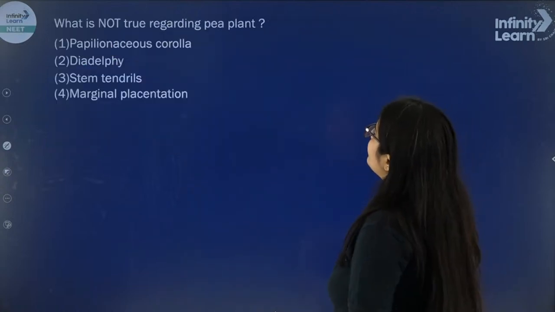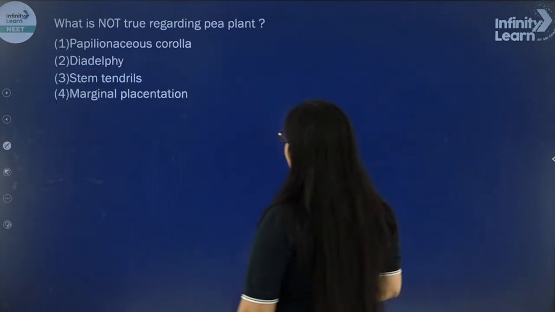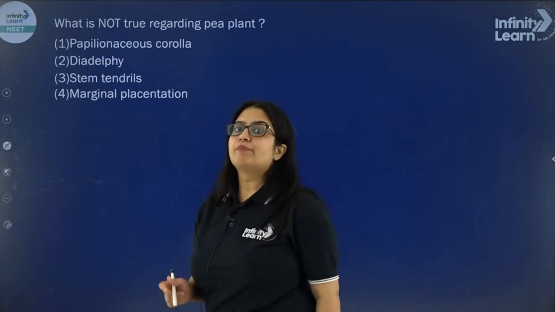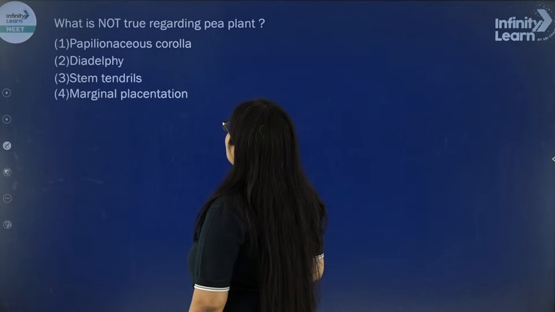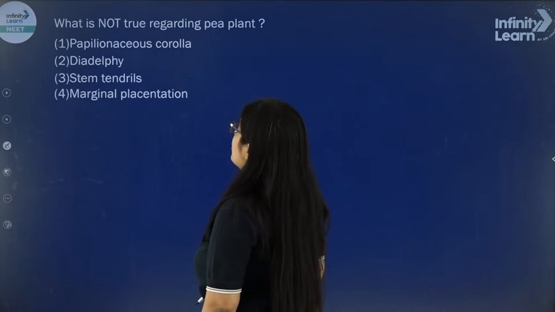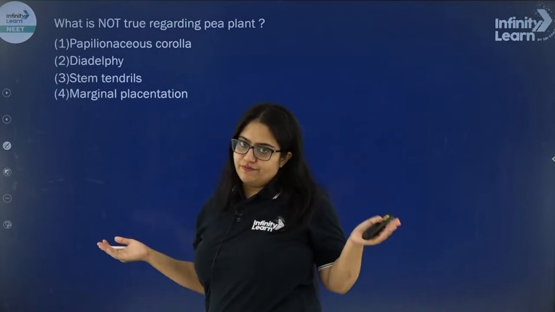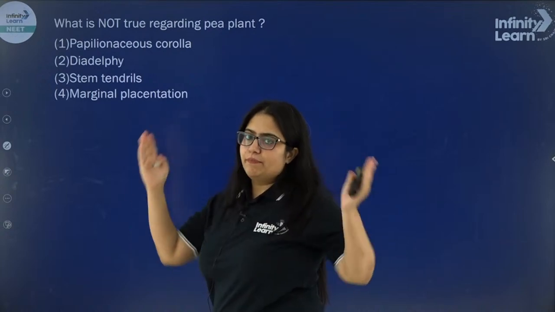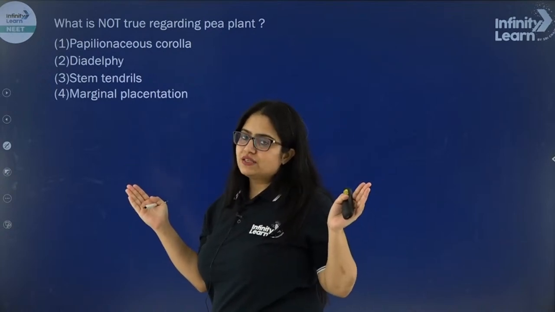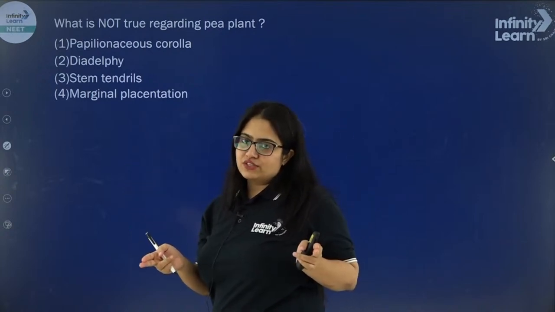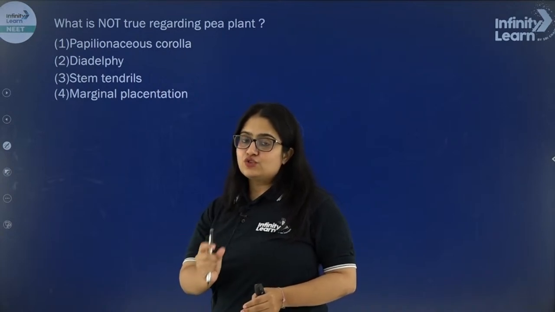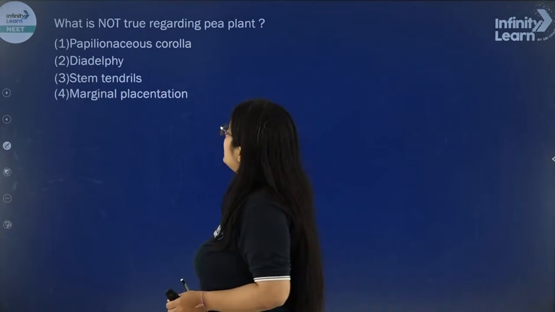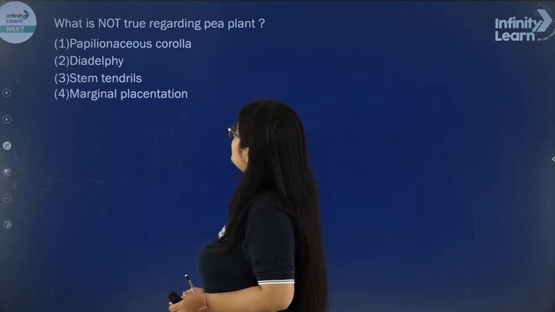What is not true regarding a pea plant? Let's find out. Pea plant, my dear students, is a member of Fabaceae. Please remember this, okay? Papilionaceous corolla, that's in fact right. There are five petals, right? There will be a big, large standard petal. Then there will be two lateral petals known as wings, and two small fused petals in the anterior. That's right, it's papilionaceous corolla or vexillary also you can say.